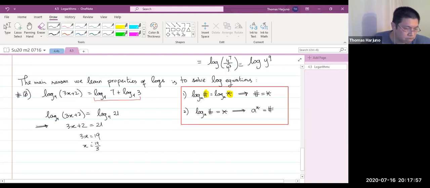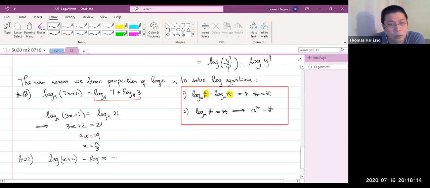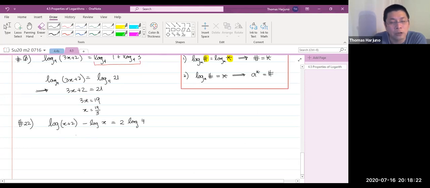Okay. Number 22. We have log(x + 2) minus log x equals 2 log 4. On the left-hand side, I use property number 2 to make it into a single log, x plus 2 over x. And on the right-hand side, I use property number 3, and I get log 4 squared.